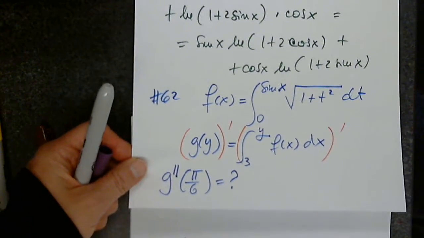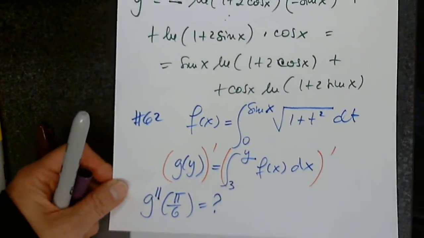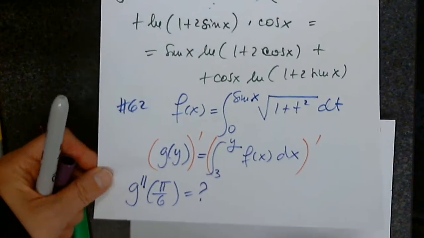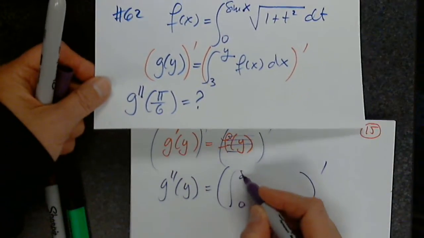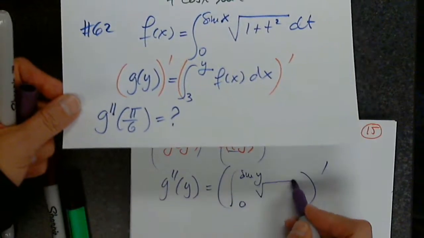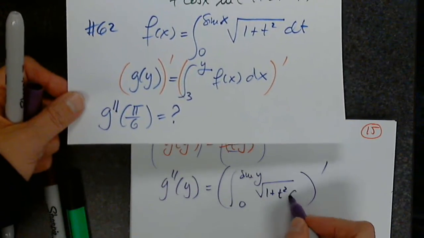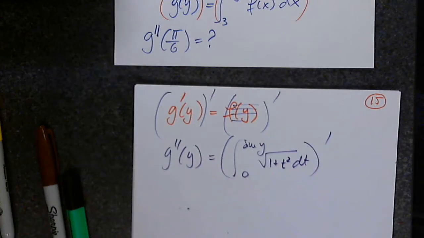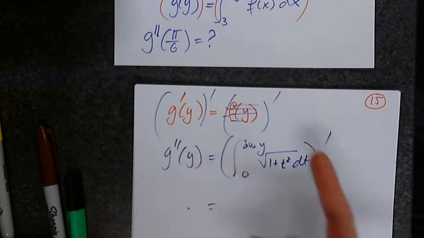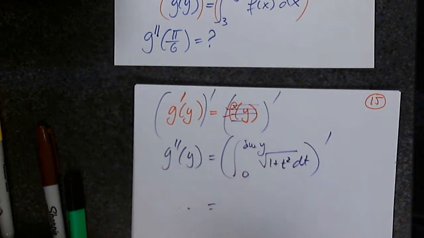F of y. Right. Please, yes, please give me f of y. The integral from 0 to sine y. Very good. From the square root of 1 plus t squared dt. Very good. Good. Now I know what to do with this. What do I do with this?